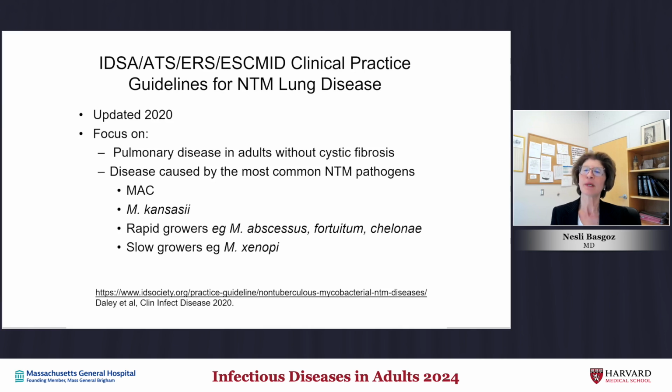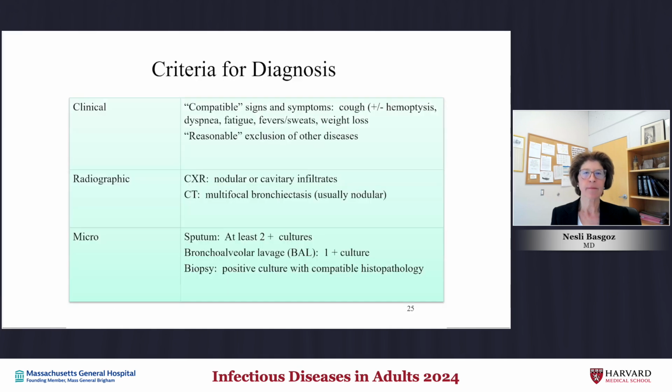And that is based on clinical experience and these guidelines for NTM lung disease, which were updated in 2020. They focus on the non-CF population and on the most common NTM pathogens, including MAC, M. kansasii, rapid growers, and at least one slow grower. The criteria for diagnosis include clinical, radiographic, and microbiologic. And I've put compatible signs and symptoms in quotes because, as you can see, these are not specific. And reasonable exclusion of other diseases also depends on how hard you want to look.